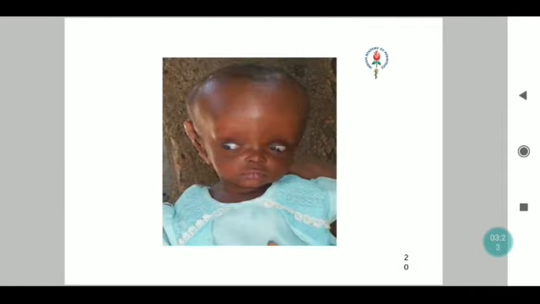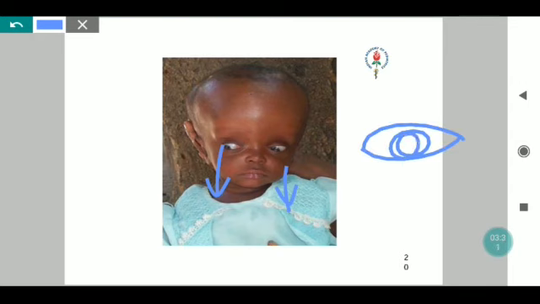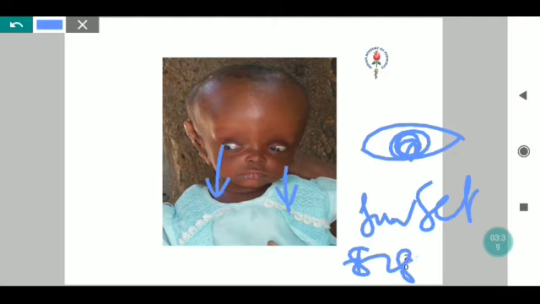This is a typical sunset sign, what you see in this child, where the gaze of the child is always in the downward position as opposed to a normal neutral position. So this is why we call it sunset sign. If you consider the cornea of the child to be the sun, it typically appears as a sunset.